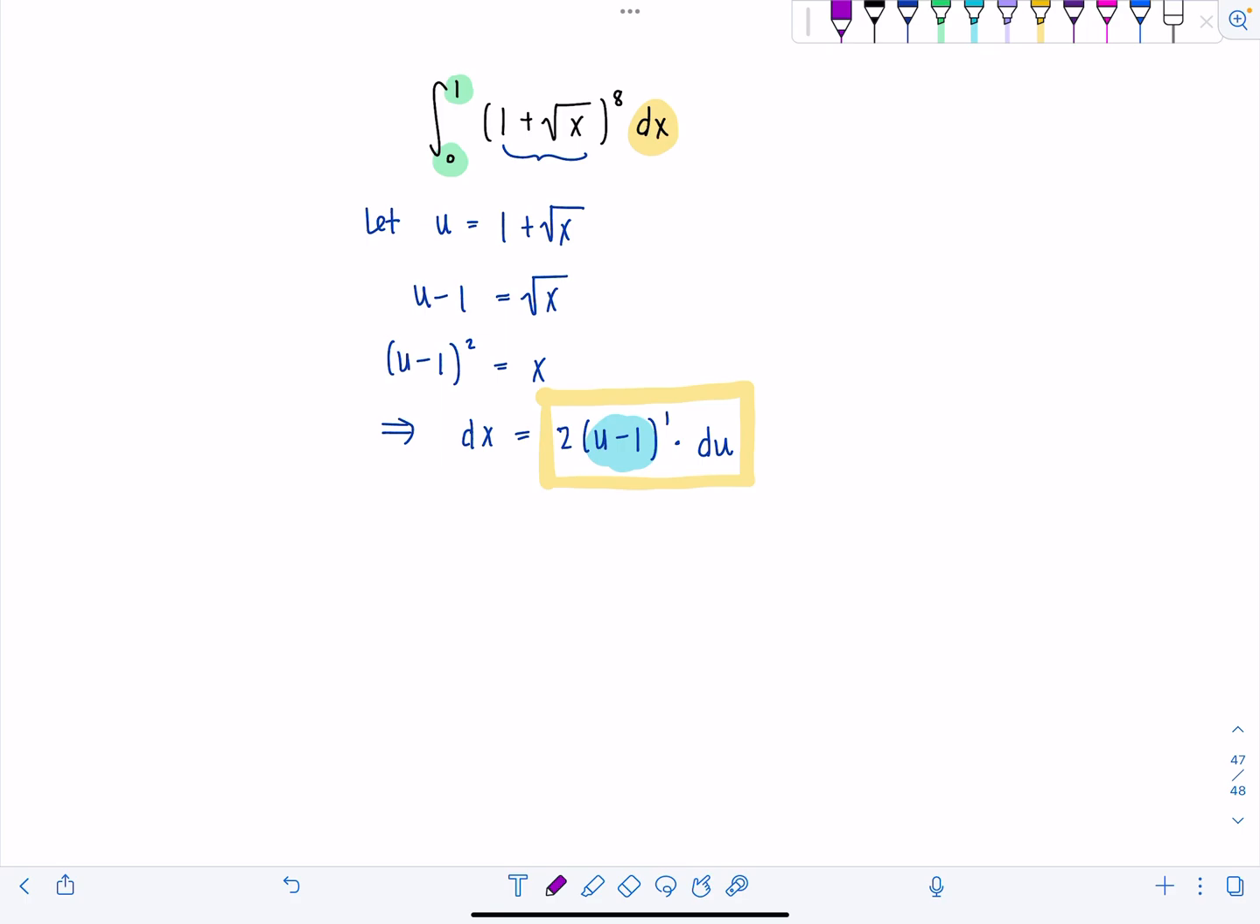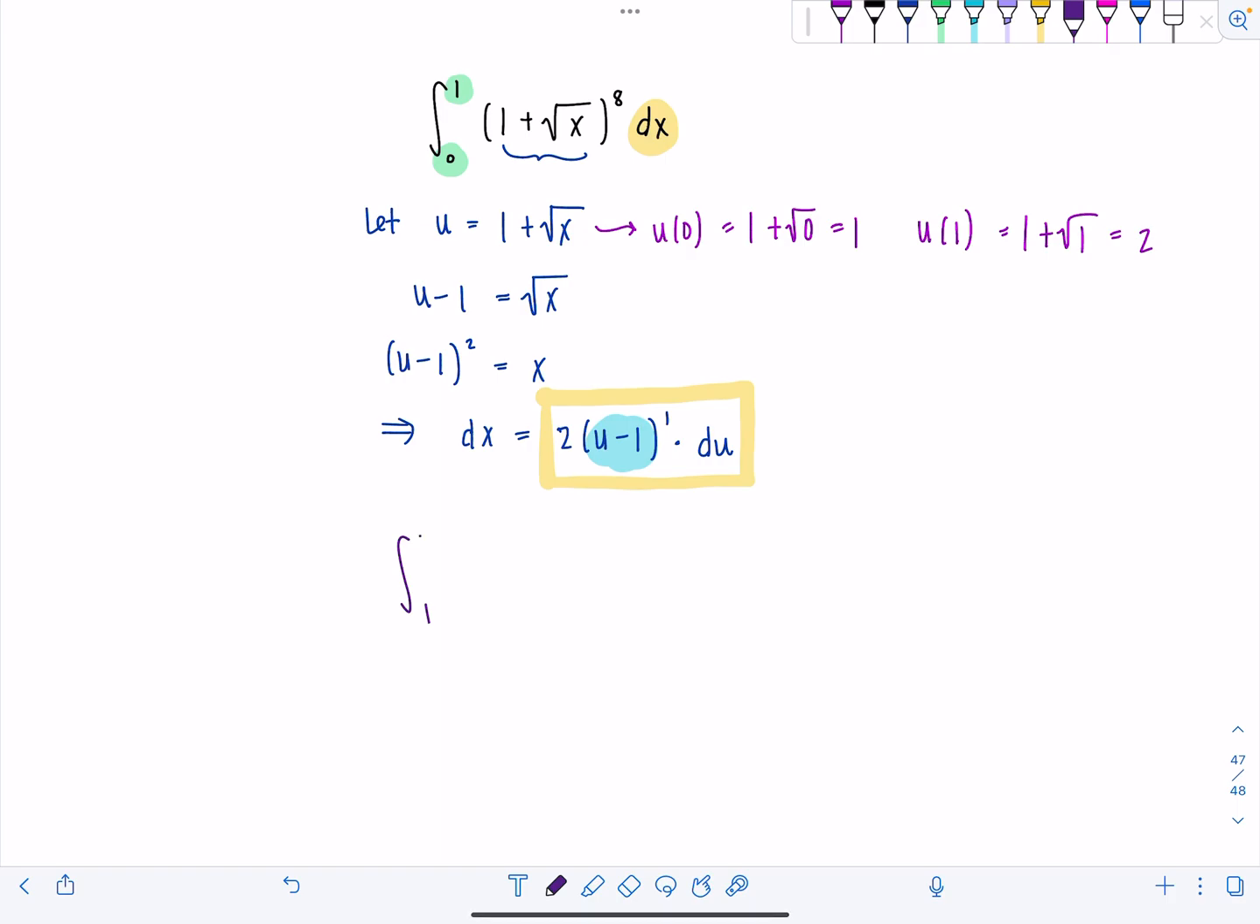I need to figure out what they are in terms of u. That means I'm going to just plug in. So u of 0 would be 1 plus square root of 0, which is 1. That's my new lower limit. And then my new upper limit, u of 1, 1 plus square root of 1, 1 plus 1, which is 2. Okay, so now let's rewrite our whole integral in terms of u instead.